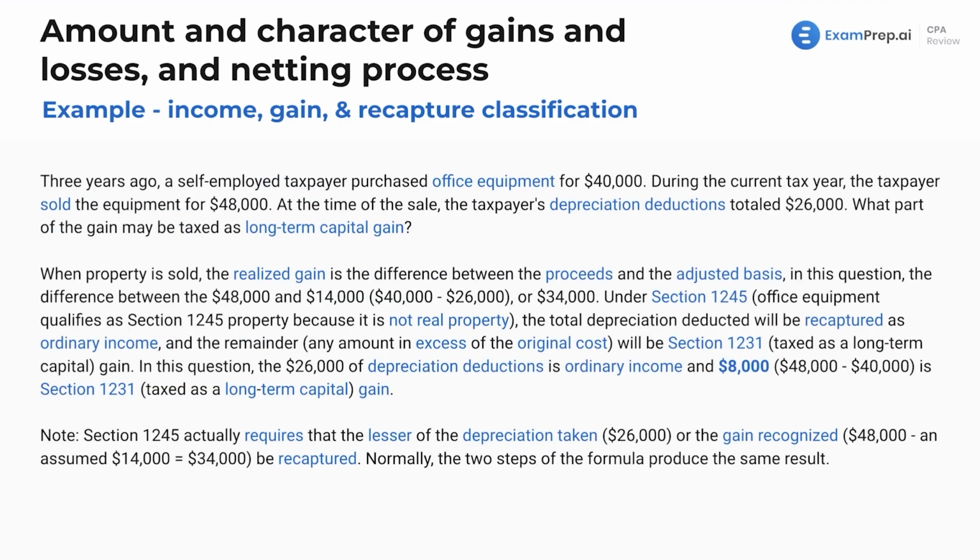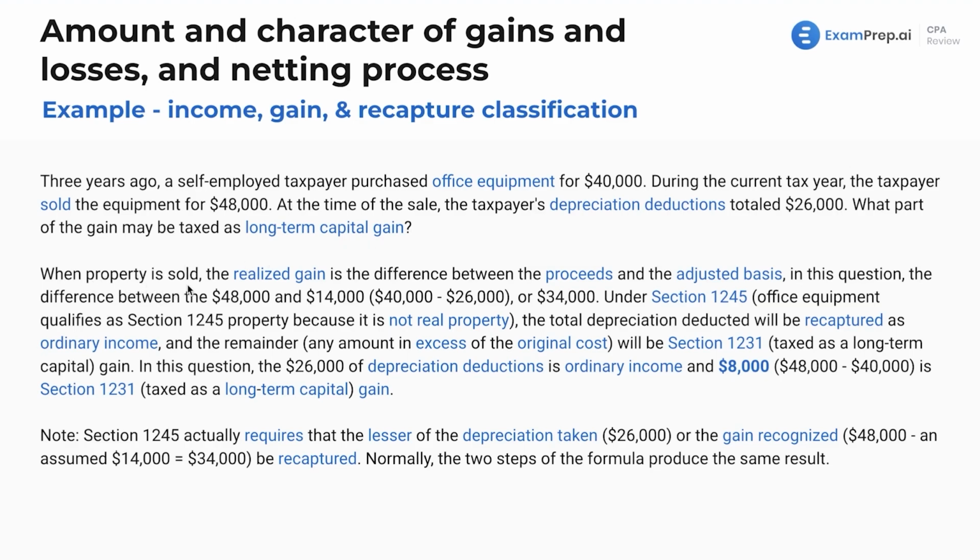Next up, 3 years ago, a self-employed taxpayer purchased office equipment for $40,000. During the current tax year, the taxpayer sold the equipment for $48,000. At the time of the sale, the taxpayer's depreciation deductions totaled $26,000. What part of the gain may be taxed as long-term capital gain? Great question. I'm glad you asked.